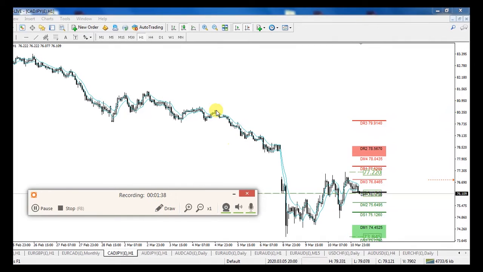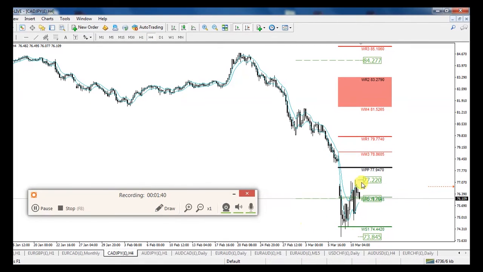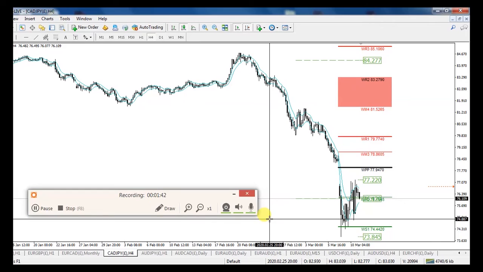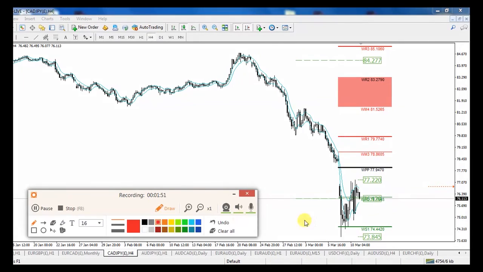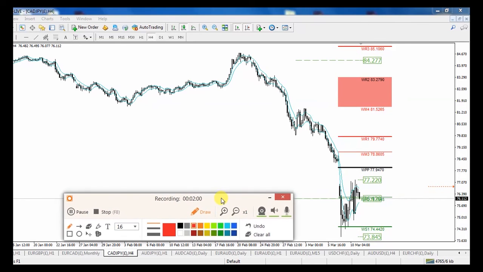So let's have a look at the target. Target wise, I will be looking down here at about the 74.90 to 74.75 zone, basically where all this cluster of lows are down here, which gives a good, just over 100 pips.